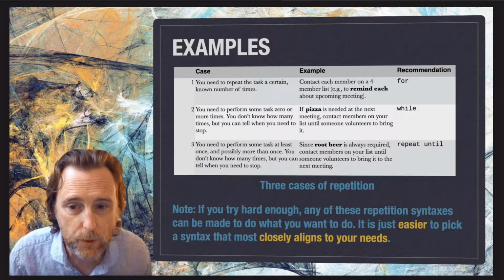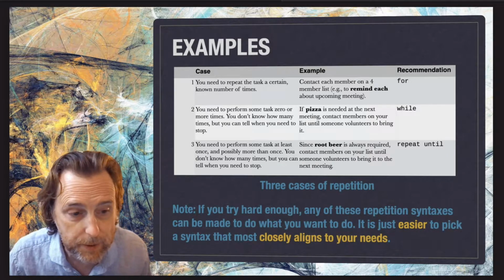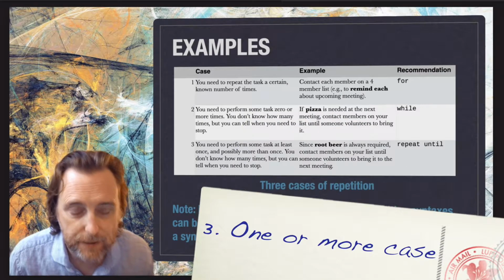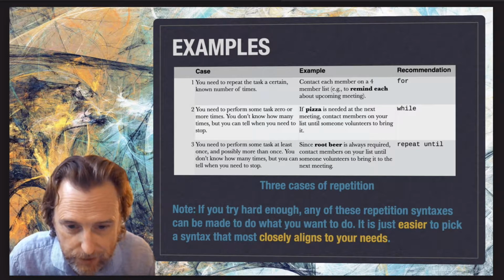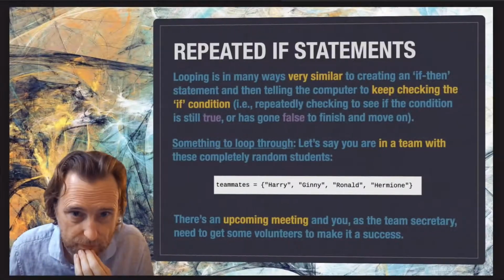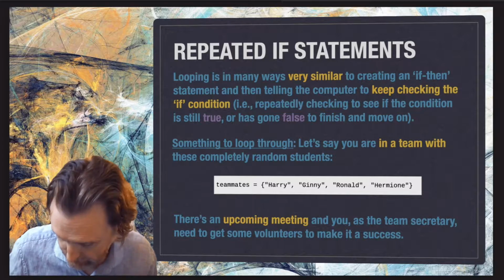And then root beer is required. Scenario 3, root beer is required every time you meet. So you know you at least have to call one person. If that person volunteers, then you're done. If not, then the loop continues. So we're going to cover scenarios 2 and 3 today. And we're using this table of teammates, Harry, Ginny, Ronald, and Hermione.